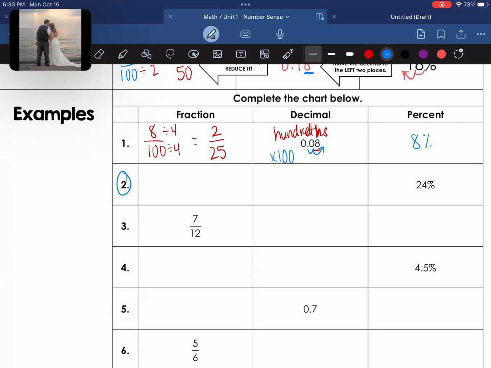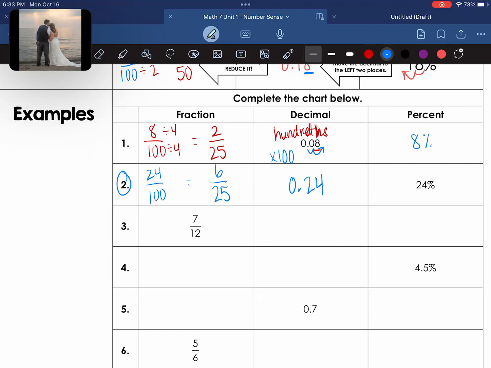All right, you should have gotten 24/100, which can simplify down to 6/25. And then also here is your decimal. All right, let's go on to number 3.